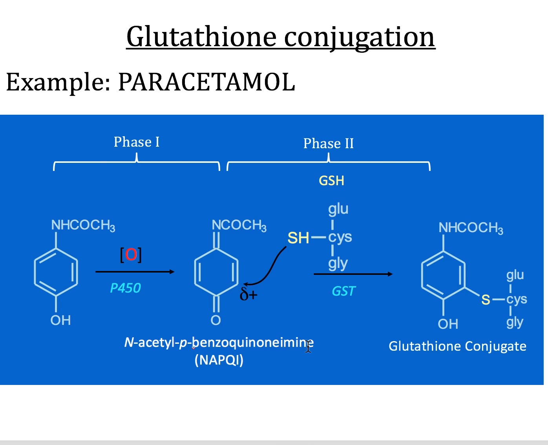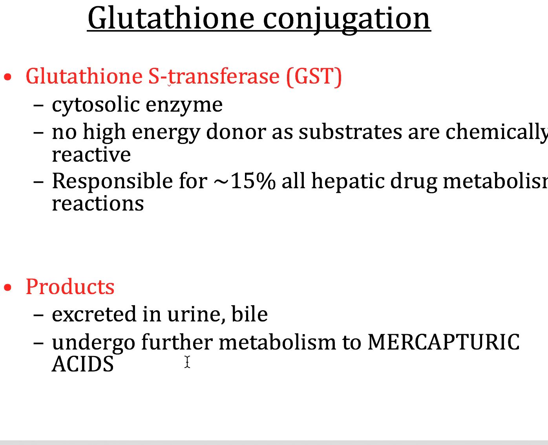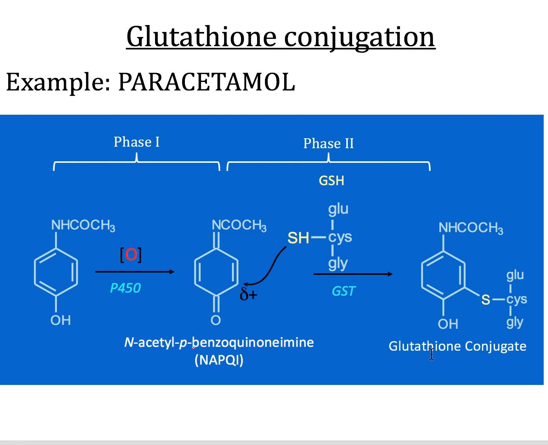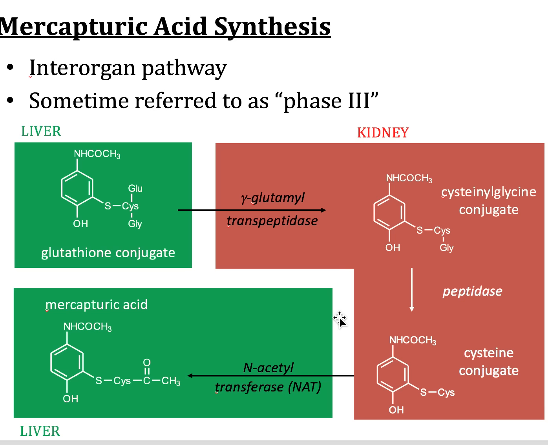Now, we said something about products undergoing further metabolism into mercapturic acids. So once you form the glutathione conjugate, this is just halfway of the whole process. This is in the liver, so now we have to undergo a process by which you form mercapturic acid synthesis, and this is sometimes referred to as phase 3. So this is really out of the liver, into the kidney.